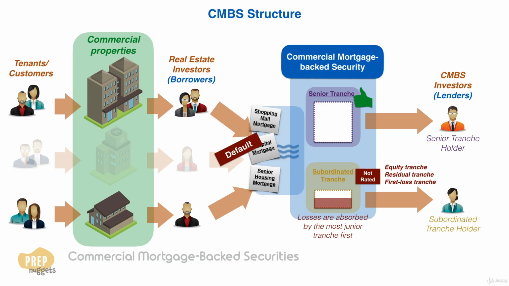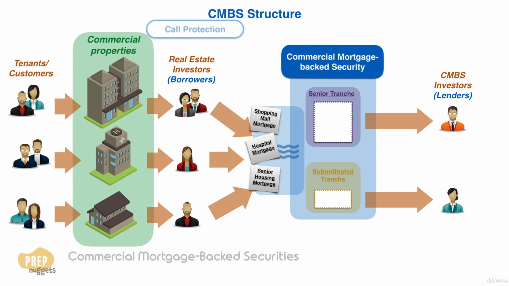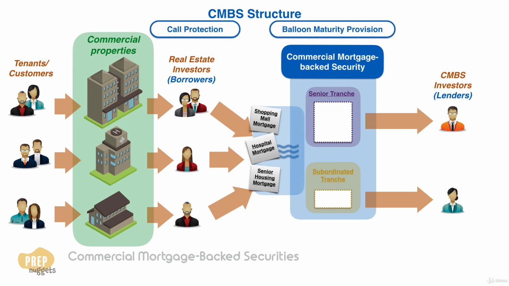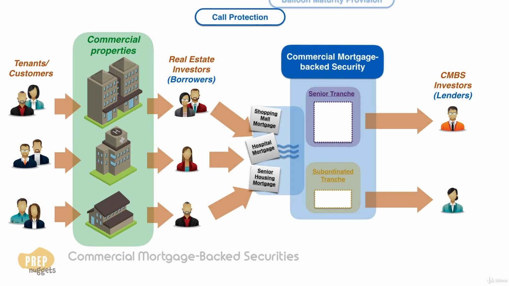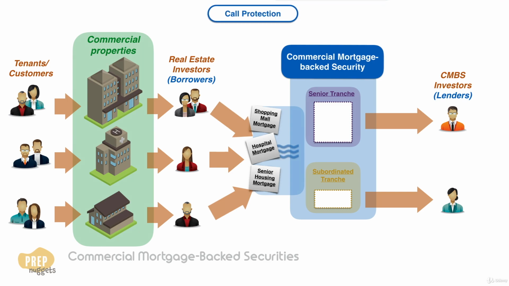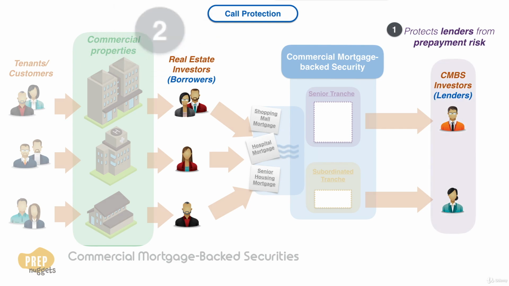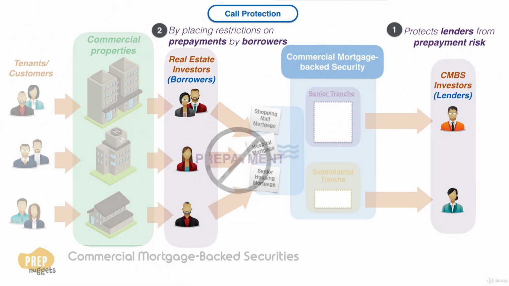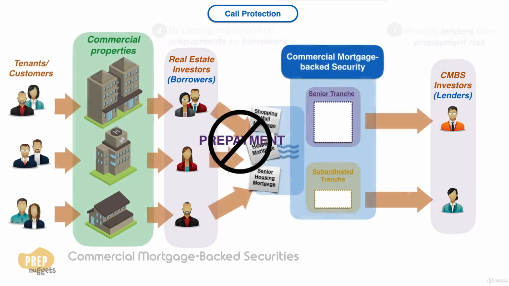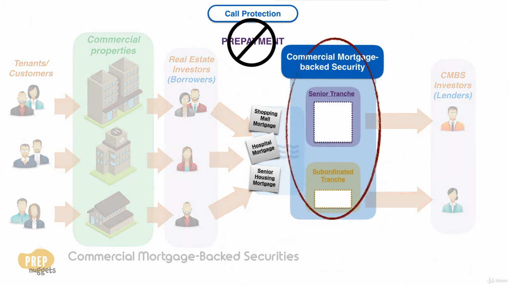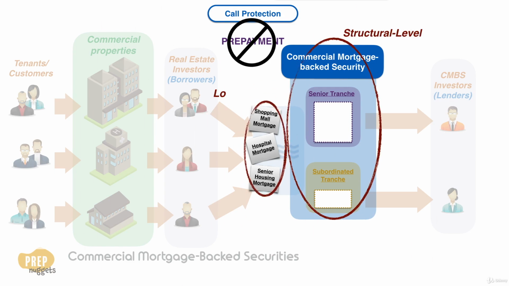There are two characteristics that are specific to CMBS structures: call protection and balloon maturity provision. A call protection is equivalent to prepayment protection for an MBS. It protects the lenders from prepayment risk by placing restrictions on the early return of principal through prepayments. CMBS provide call protection in two ways: structural level call protection provided by the CMBS structure, and loan level call protection provided by the terms of the individual mortgages.